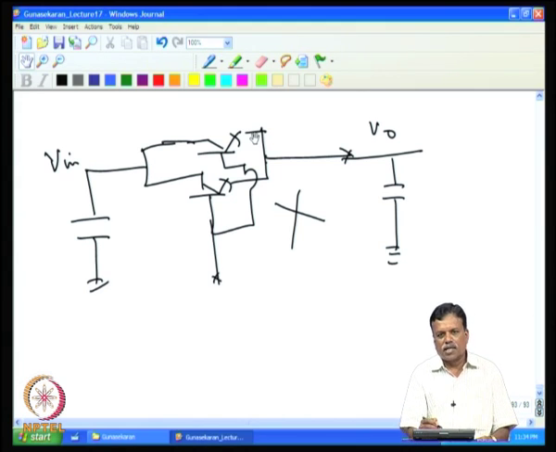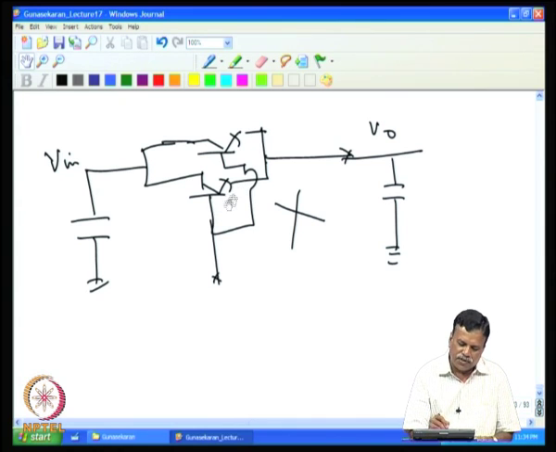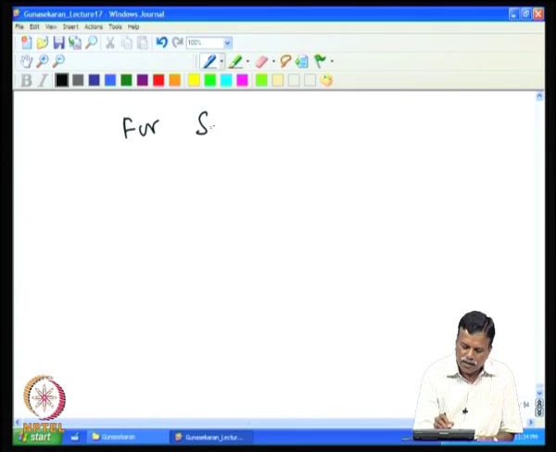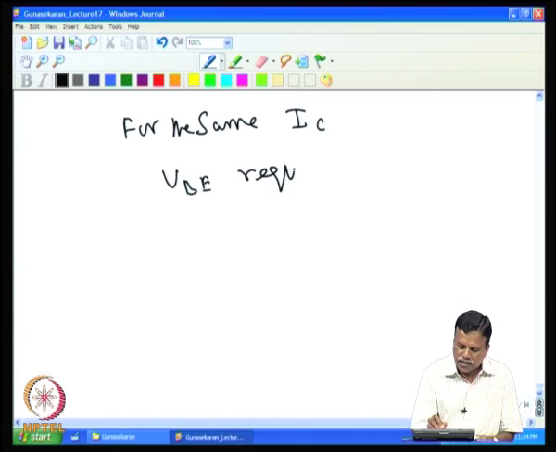But then if you look at the characteristics of the transistors, there will be a difference in the base emitter voltage, because for the same collector current, the required base emitter voltage for this and this will differ. That difference goes up to a maximum of 50 millivolt. So, for the same IC, the same collector current, VBE requirement is different for different transistors.